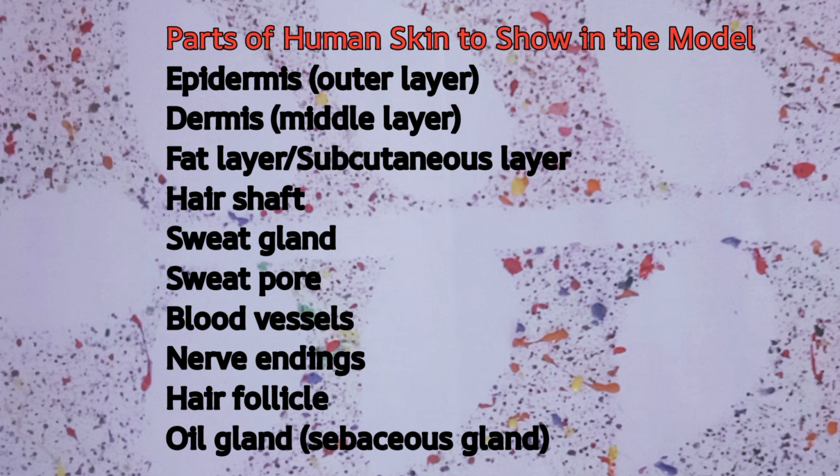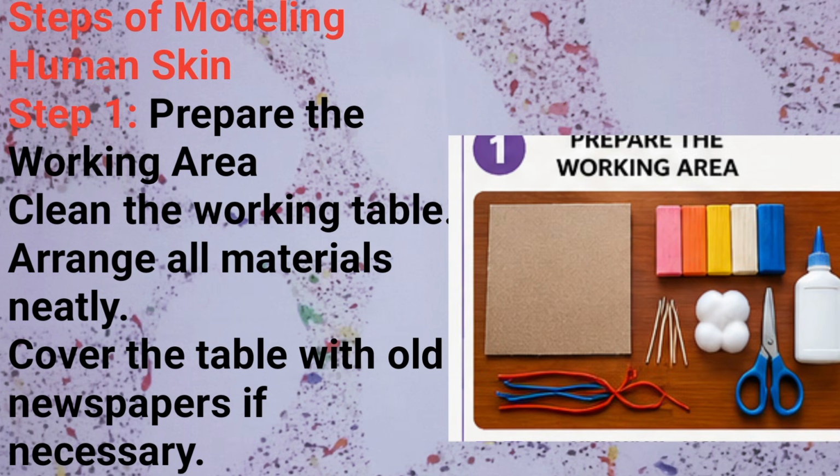Now, let's go to the steps of modeling human skin. This is where learners will be very keen so that they follow step by step as they perform the task. The first step is preparing the working area. Let the learner clean the working table and arrange all the materials neatly, and they can also cover the table with old newspaper if necessary so that they avoid dirtying it.